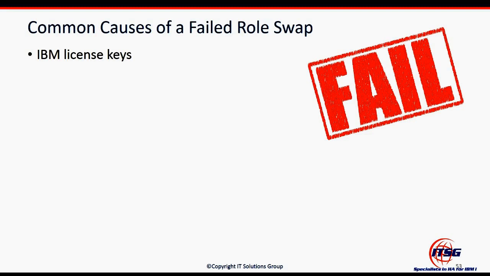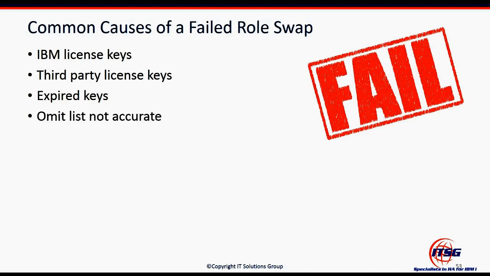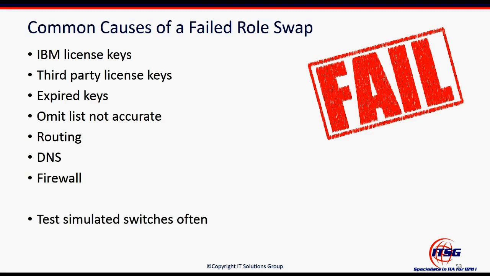Common causes of a failover are, again, IBM license keys expired, or third-party license keys expired or invalid. The omit list is not accurate in a logical replication. Maybe I didn't omit my file, so it trumped my target file with the production system serial number. My routing isn't in place for my users to access that target system. Sometimes I might have to reboot my PC to flush my DNS to get my new DNS entries out there. And again, firewall rules or firewall routes aren't in place properly.